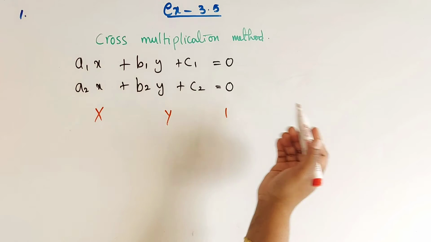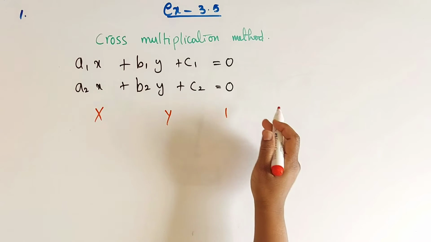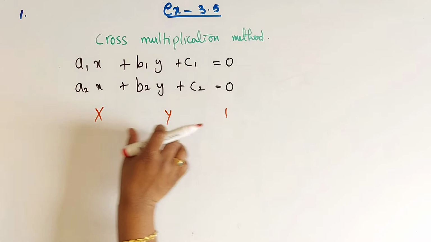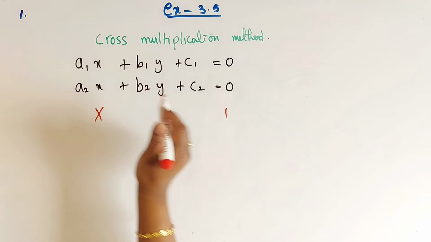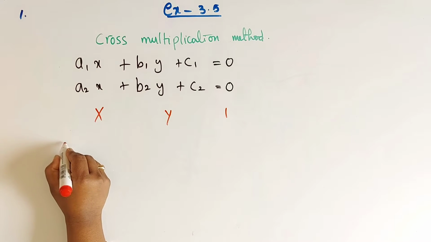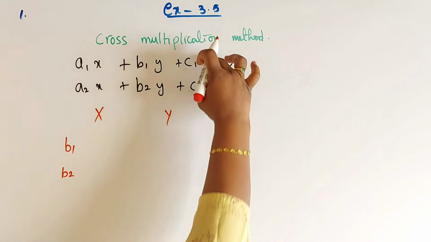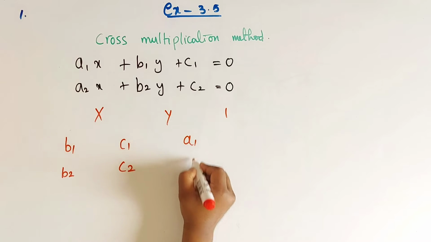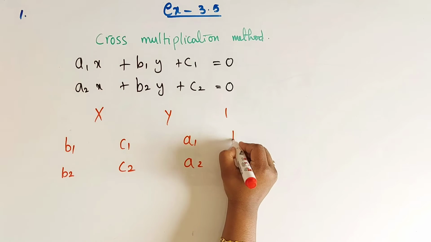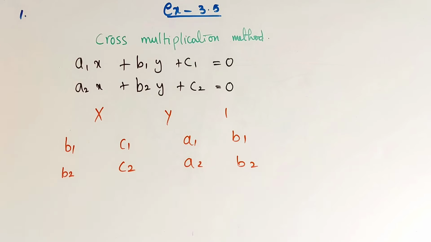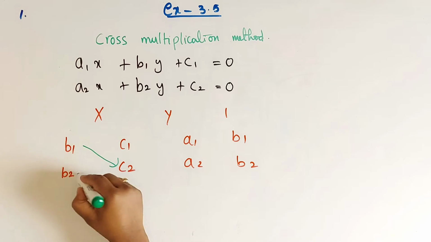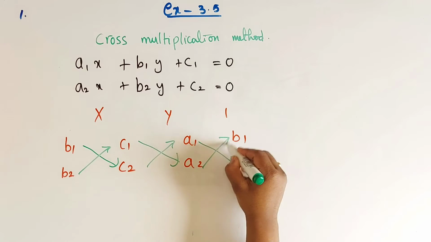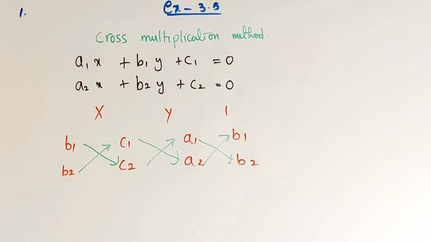a1x plus b1y plus c1 equal to 0, a2x plus b2y plus c2 equal to 0. These are the pair of linear equations in two variables, children. Right? We have to write x, y and constant here. And what is the order, children? b1, b2 first and next c1, c2. And then a1, a2. And then b1, b2. Right, children? Now cross multiplication method means put cross marks here, here and here like this, and this one, this one, this one and here. Right, children?